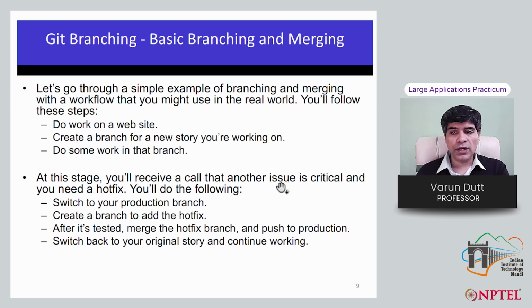Also, suppose you get a call from a user stating some critical issue. You can switch to your production branch, create a hotfix branch, and then do the bug fix in that branch. Once it is tested, merge the hotfix and push to production. Switch back to the original story and continue working. So typically you have the master branch, and when you get a call about a bug, you branch out at an appropriate time, and then bring that code back and merge it with the main branch.